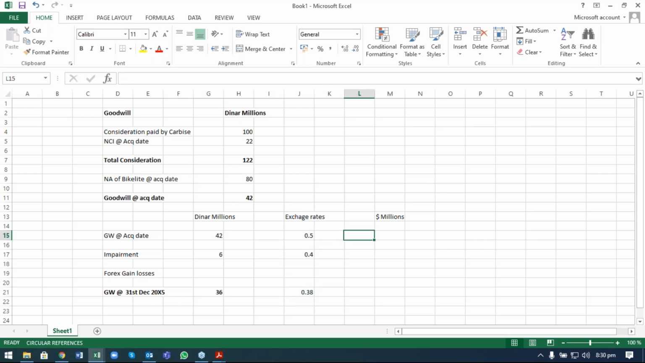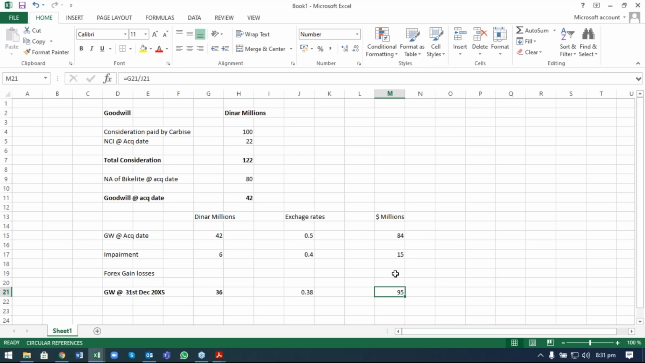Fine. Now we'll be looking at what the value is in millions. So this 42 million divided by 0.5, so the value is $84 million. Impairment should be reported in this way: 6 million divided by this 0.4, and the closing value would be this 36 million divided by 0.38. So it's 94.95 million or 94.7 million.